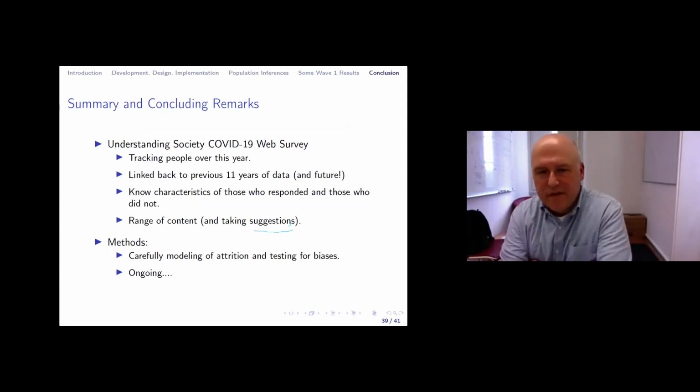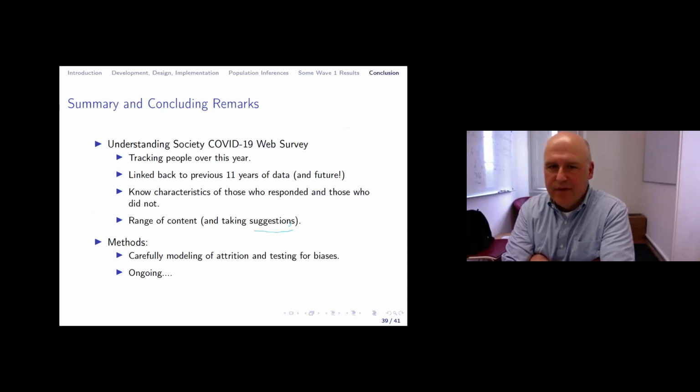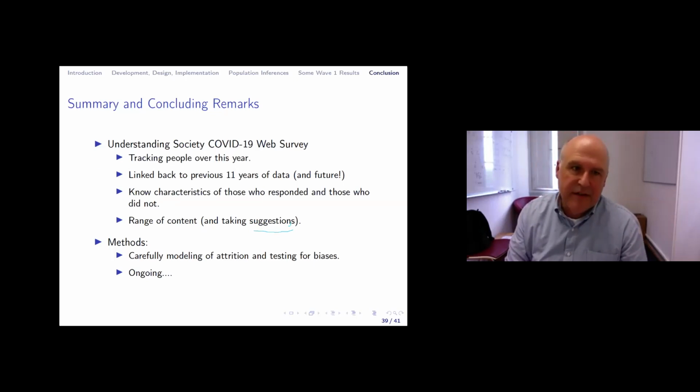Just to summarize, we are running a frequent web survey tracking people over this year, which links back to 11 years of previous data and to future data collected by Understanding Society. We know the characteristics of those who responded and those who do not, and that supports making population inferences. We have a range of content, but we're taking suggestions. We're carefully modeling attrition and testing for biases.